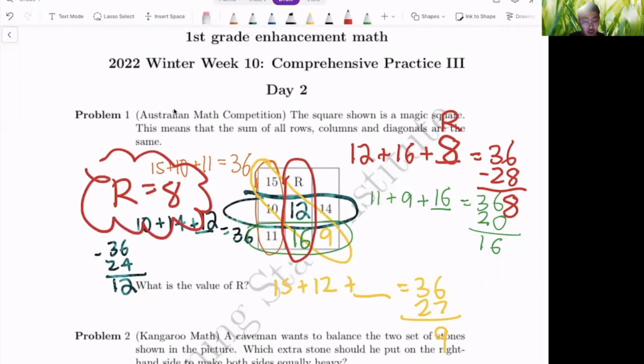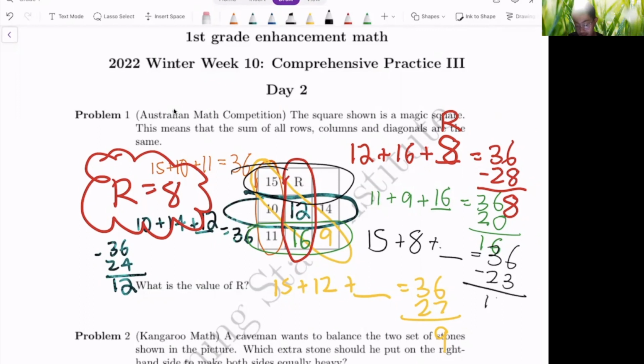And that's our answer. And last one, let's just solve it in black. 15 plus 8 plus some number equals to 36. And this just gives us 15 plus 8 equals to 23. So 36 minus 23, that just gives us 13. So the missing number is 13 here. But we know that the answer is 8.